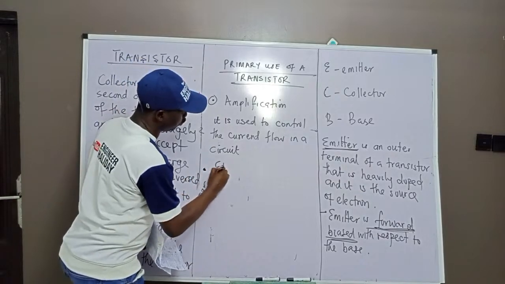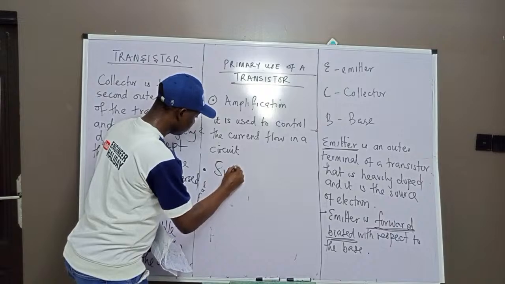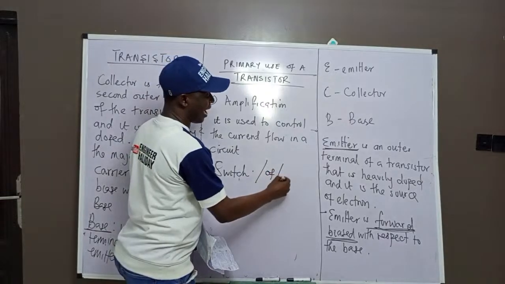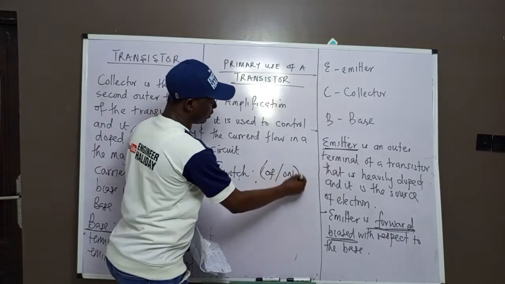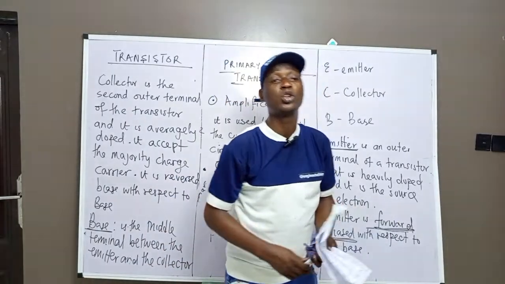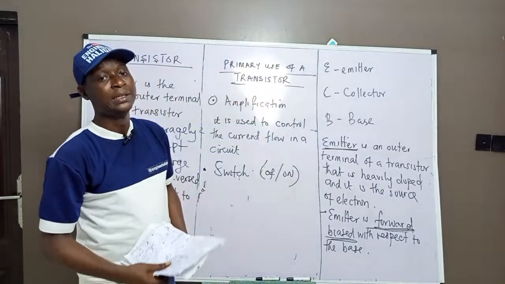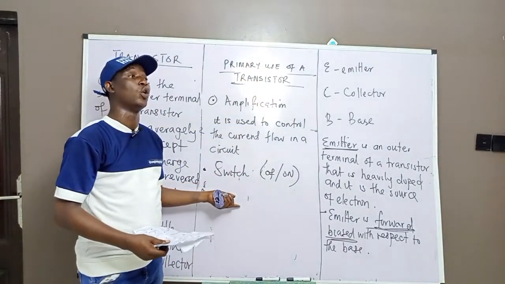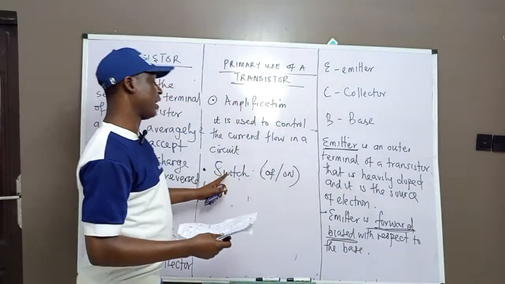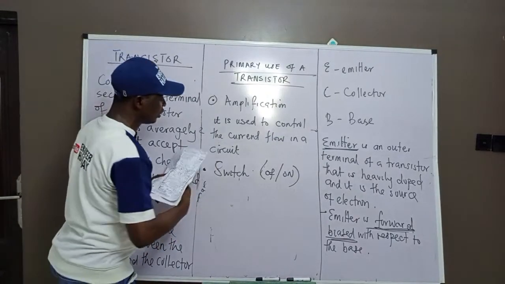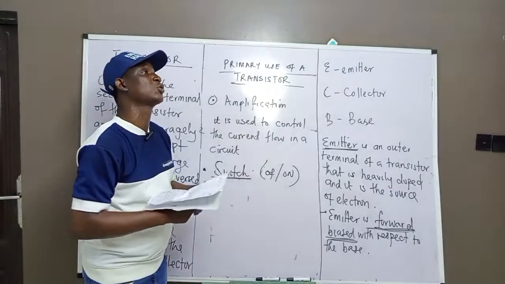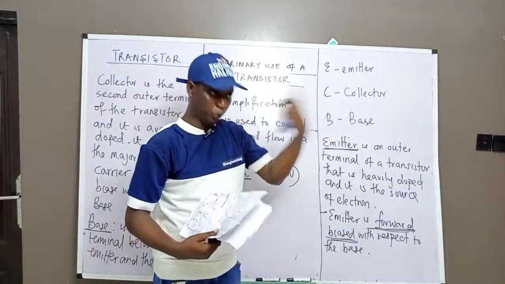Number two, we can use it as a switch. You know a switch must have the off and on. A switch is used to control the circuit, to close and open the circuit, to generate current, and to zero the current. To zero the current in the circuit, we can use a switch to do that. So a switch controls whether current flows in a circuit or not.